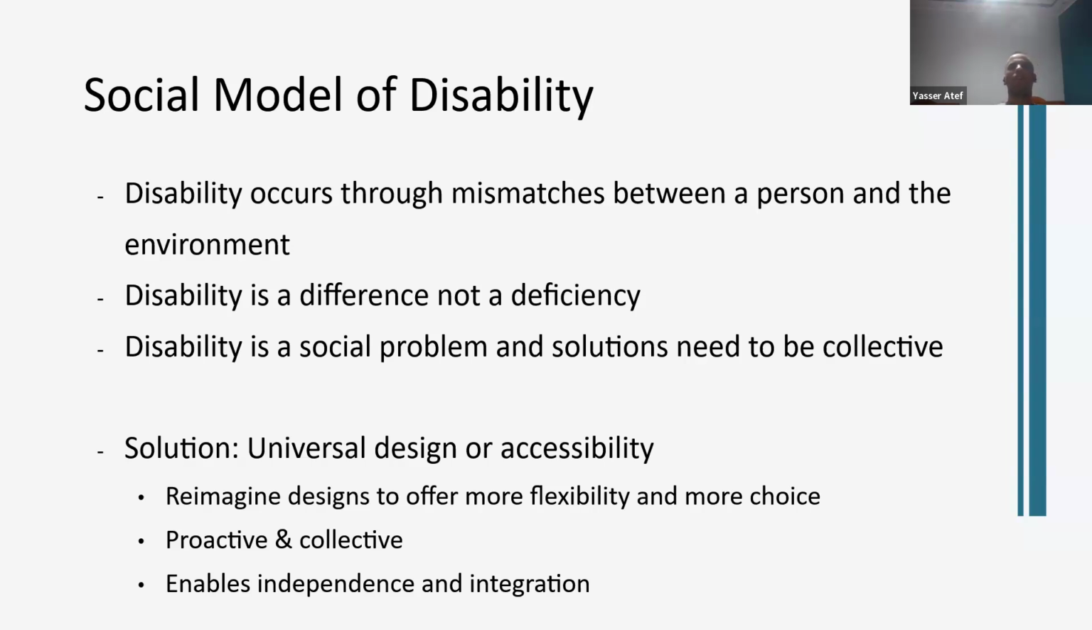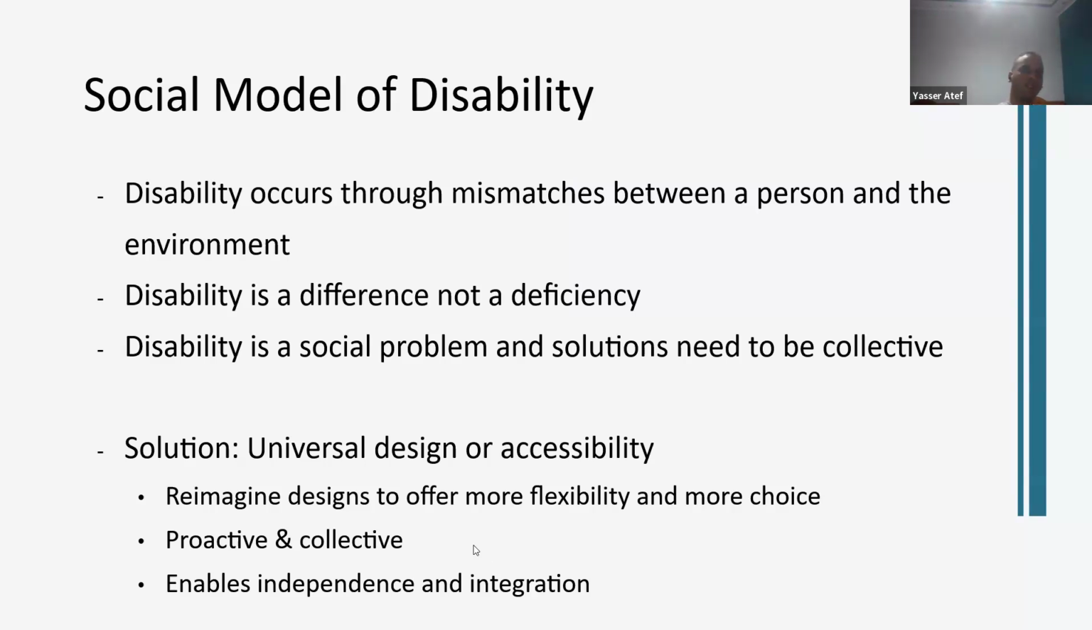Then I don't feel the weight of this. I don't feel the stress of this because I haven't had the feeling of guide dog access. I haven't had access to a guide dog, and therefore I can't empathize enough with this. And therefore, this takes me to a point here which says the solution for this would be universal design for learning and accessibility. And we would want to reimagine the design that offers more flexibility and more choice.